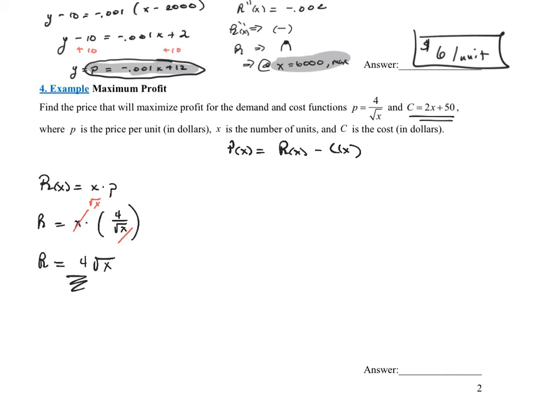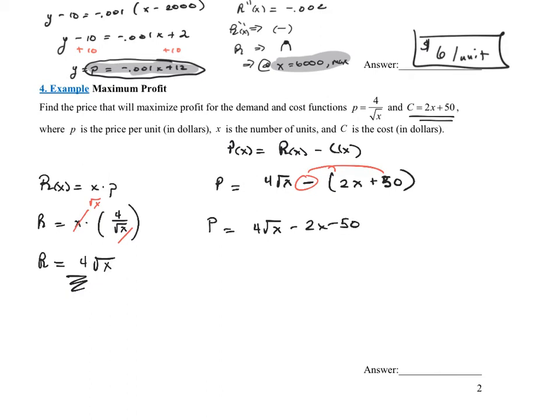Now that I know my revenue function and I know my cost function, I can find my profit function. So my profit function here would be my revenue, which was 4 square root of X, minus my cost. I'm always going to put this in parentheses. Please be very, very careful with that. Put it in parentheses because here you'll see we need to distribute the negative. So I'm ending up with my profit function, not my price demand function. My profit function is 4 root X minus 2X minus 50.